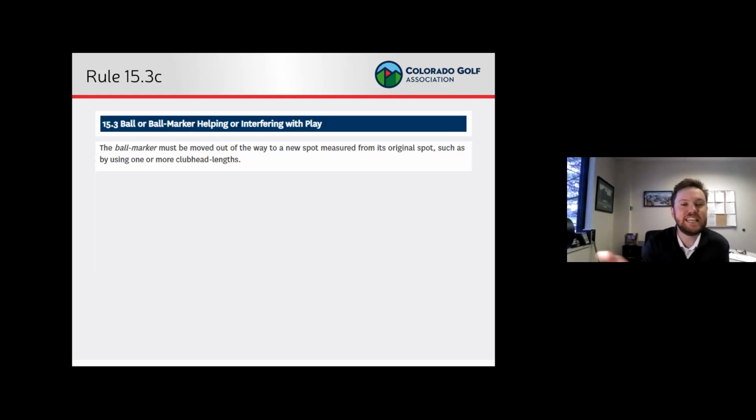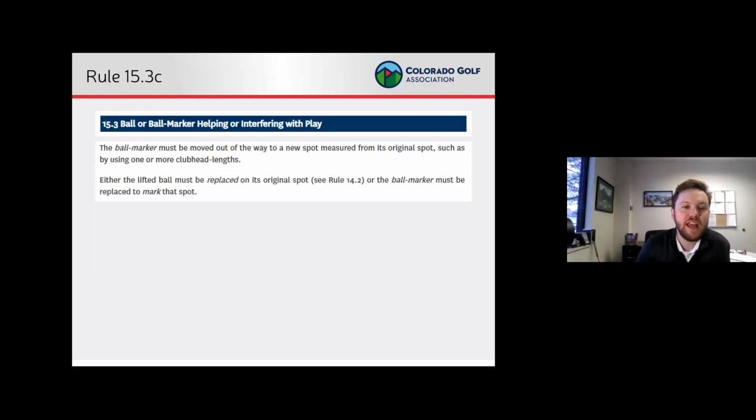But it's giving you guidance here to move it one or more club head lengths out of the way. And it says either the lifted ball must be replaced on that original spot, or the ball marker. Typically, we go ball marker, we move it, we move the ball marker back. But if when I moved it back, I wanted to just simply place the ball on that spot, that's fine too. The ball and or ball marker has to be returned back to the original spot where the ball was first lifted from.